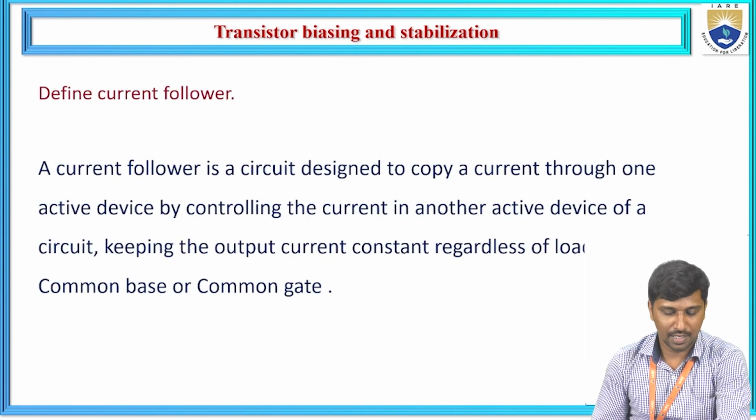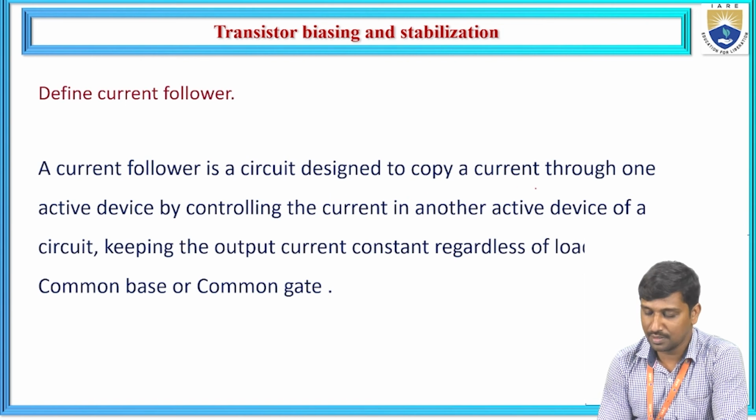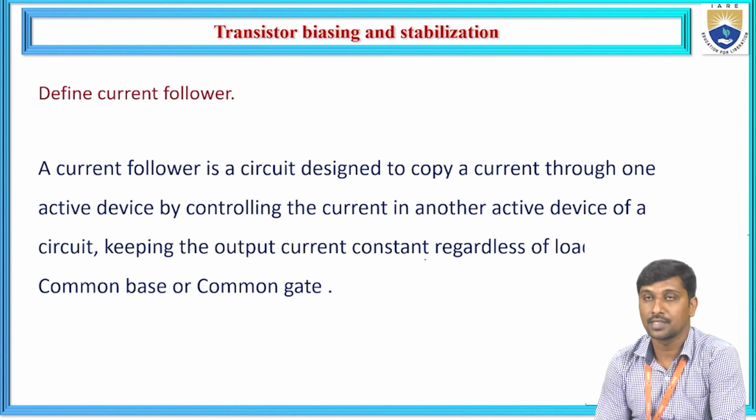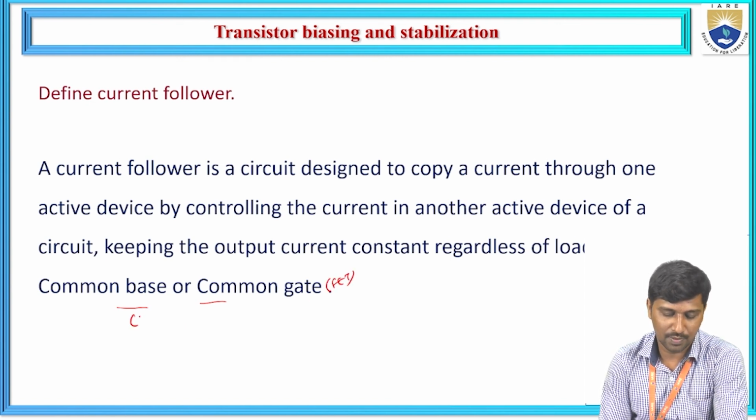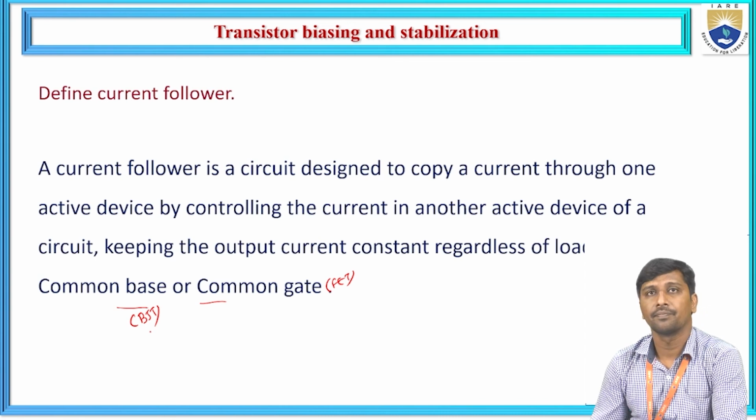Now define a current follower. A current follower is a circuit designed to copy a current through one active device by controlling the current in another active device of a circuit. For this case, we need to keep the output current constant regardless of the loading, like common base or common gate. Common gate is the case for FET amplifiers, so the common base means in the case of BJT amplifiers.